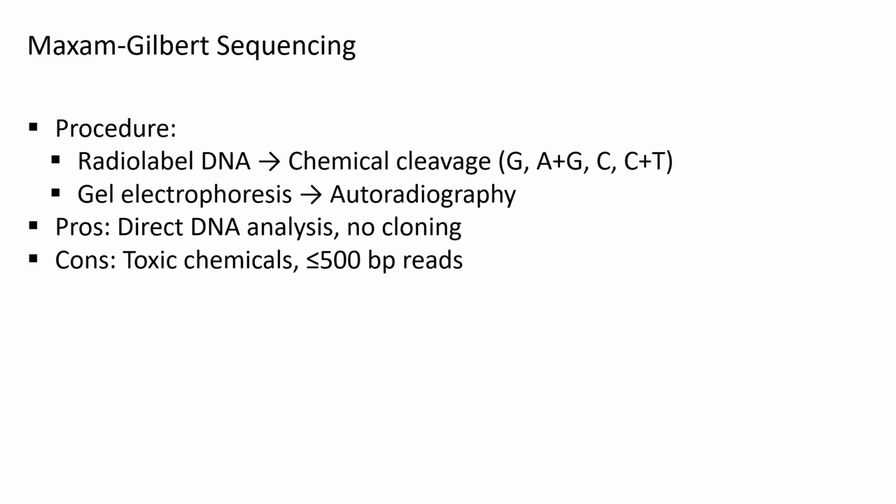So coming to Maxam-Gilbert, it usually uses radiolabeled DNA, and it uses the principle of chemical cleavage. It uses several chemicals, and you can essentially cleave the DNA. And then what you have to do is gel electrophoresis and visualize using autoradiography. The pros of this technique are that it is direct DNA analysis, with no cloning. The cons are that it is toxic, and it can only be done for less than 500 base pair reads.